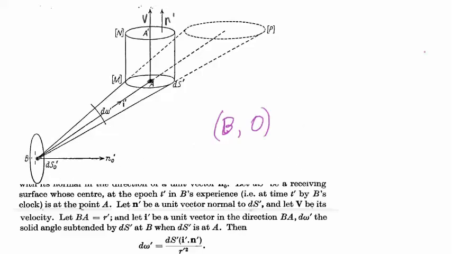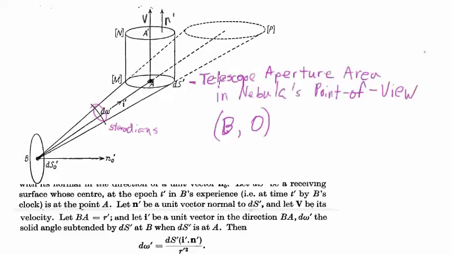So this is a single event, and I don't know the details of the event, but we're assuming that it's kind of a point in space and time, and that point in space and time produces a light in a direction, and this is a surface area in steradians. It's a solid angle. And this ds prime is the telescope's aperture area in the nebula's point of view.